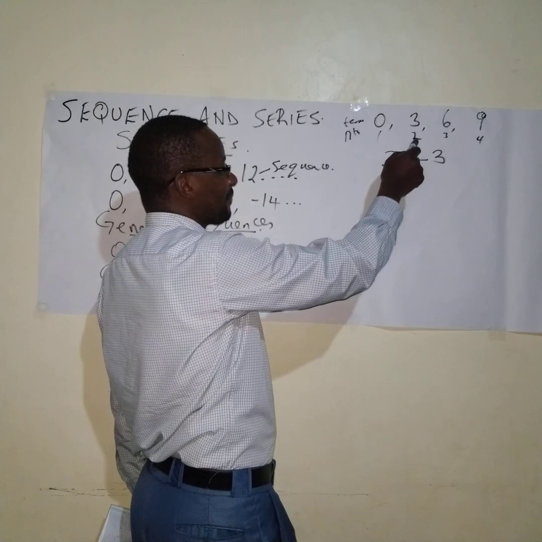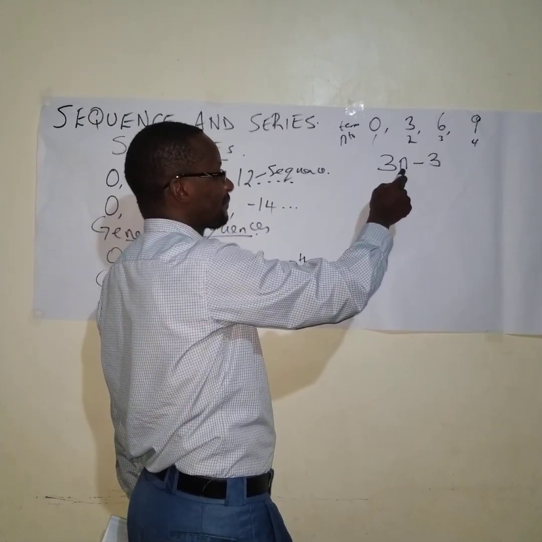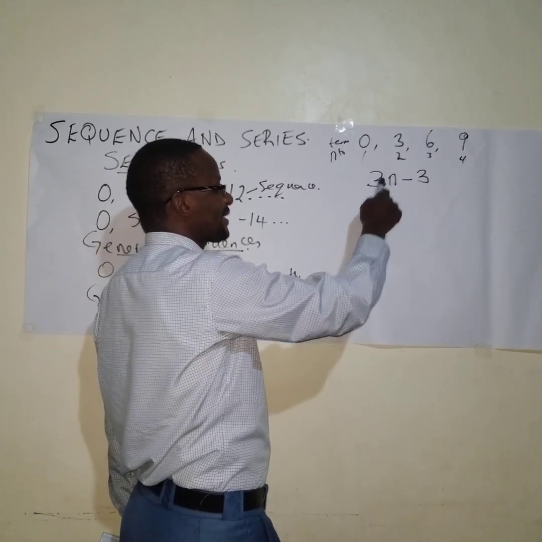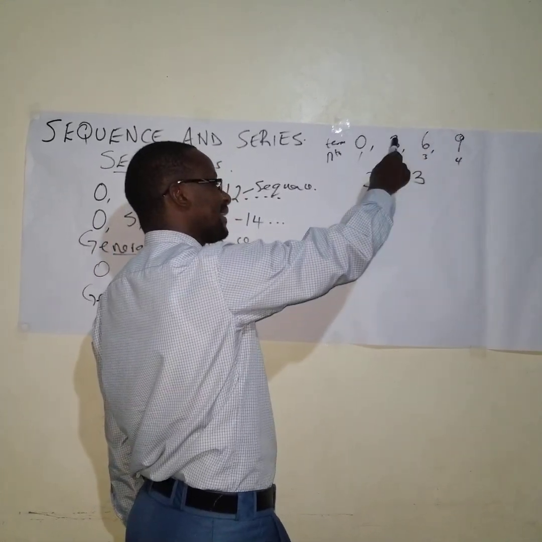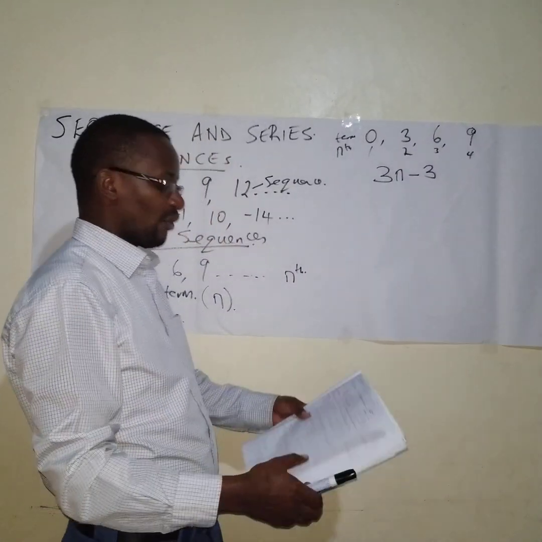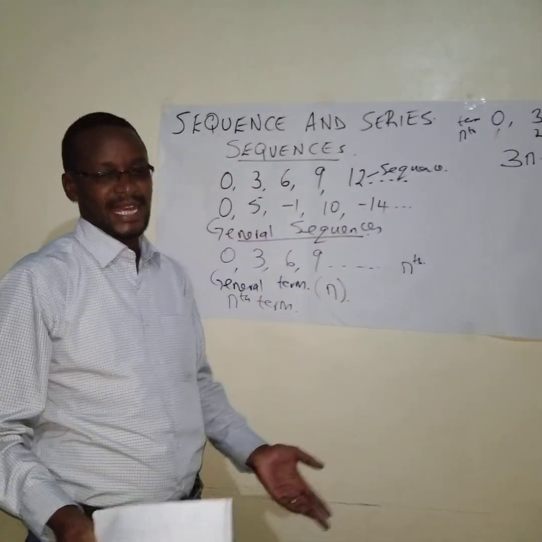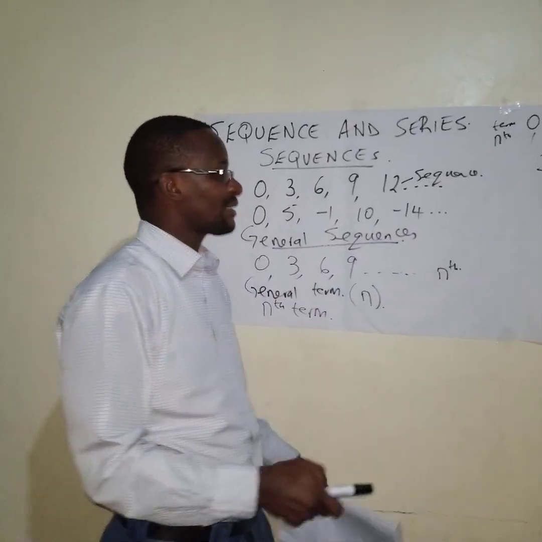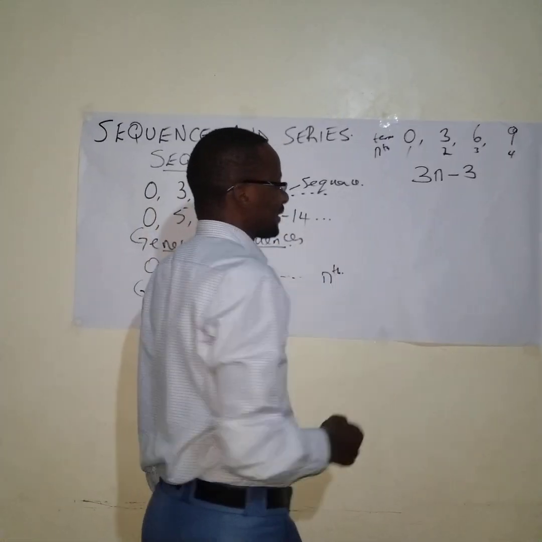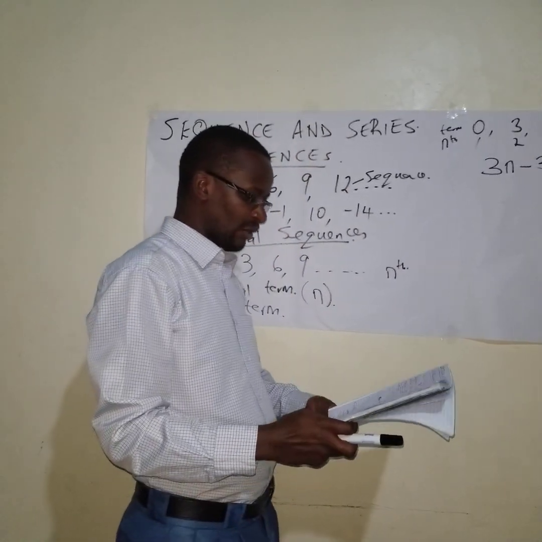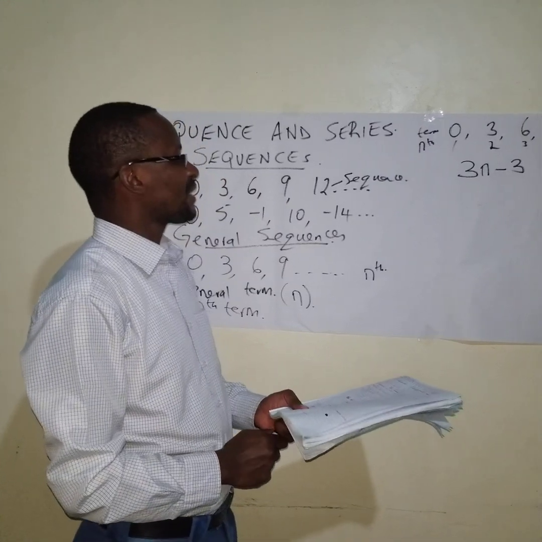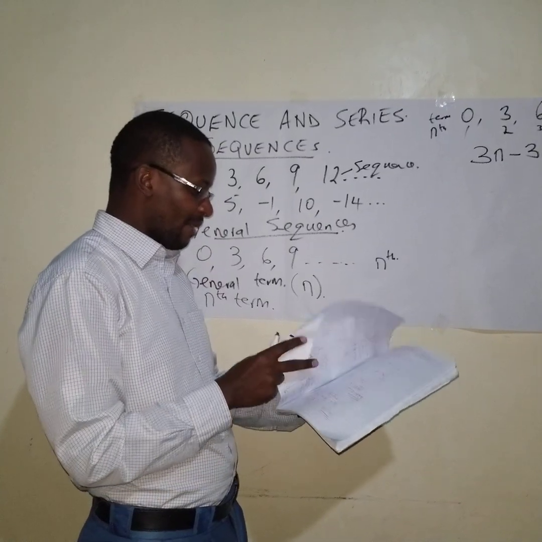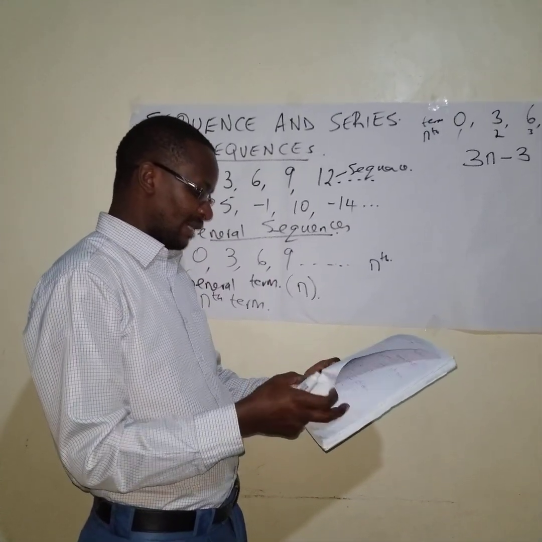For the second term, n is 2. Put 2 here. 2 times 3, you get 6. 6 minus 3, you get 3. Seems to be working. So for general sequences, you use trial and error to get the nth term. That should not worry you, because in most cases, nobody would ask you to do that. It is mainly a question that does not have a certain way of doing. Sometimes you can be given a general rule and you come up with a sequence. That one is a common one.